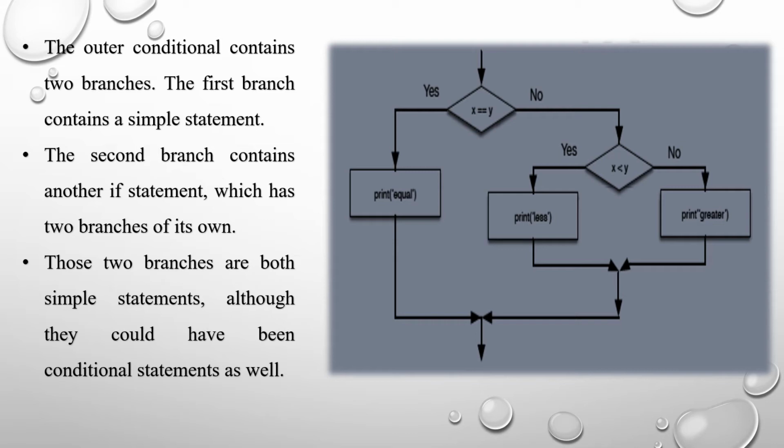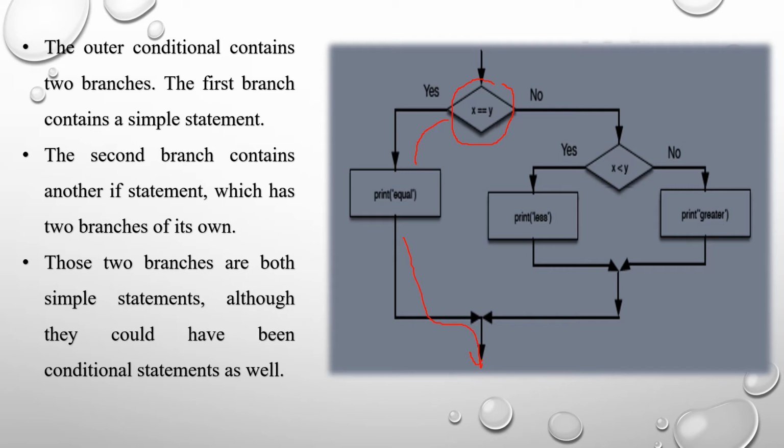So here, this is the one condition. Here we compare x with y, so x double equal to y. If this condition is true, the Python interpreter prints equal, and equal is the final result.